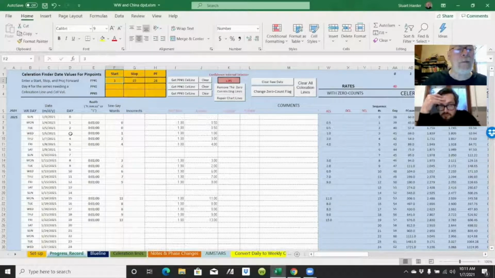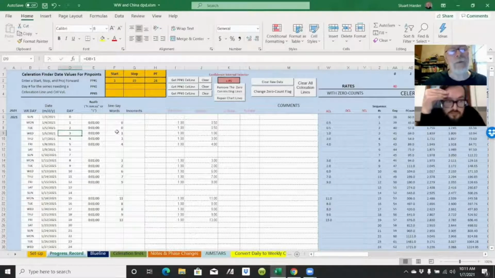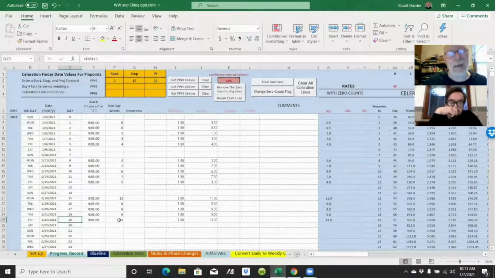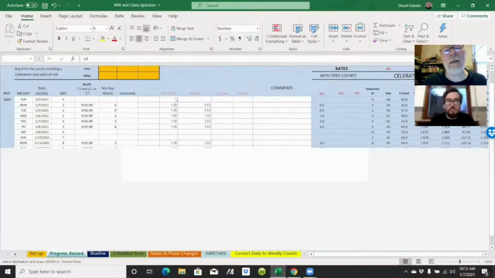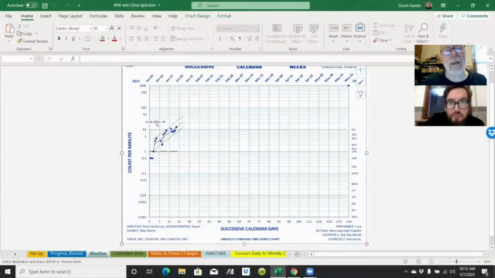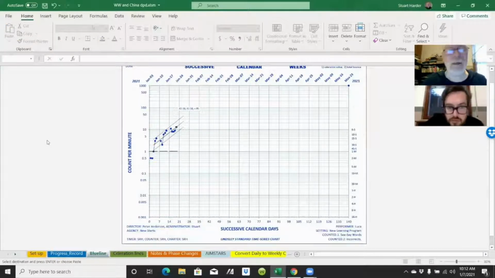We specify a start day. Okay, the start day is right there. That's the first non-zero day. And day 19 here is the last non-zero day of data here. So day 3, day 19, and we're going to forecast out 5 days into next week. Okay. To generate the acceleration line, we click the button, and there it is, just like that.